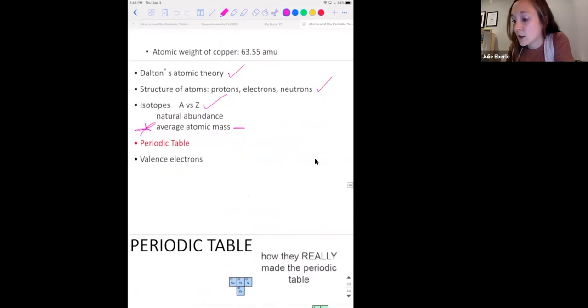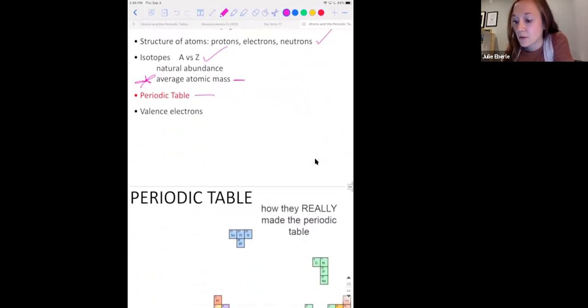Today we're going to look at the periodic table, how it's organized, what it communicates to us, what we can learn from that, and then we're going to talk about valence electrons, and that is chapter 2.